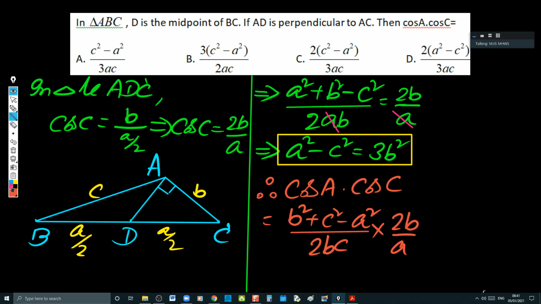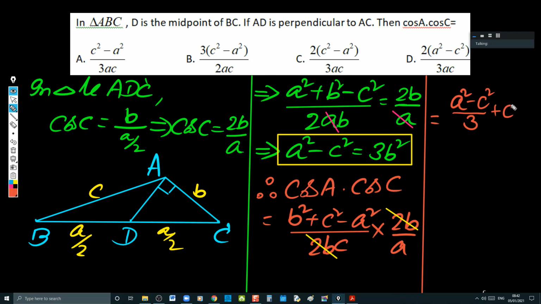Now, tell me, what is the term getting cancelled here? 2B getting cancelled. Correct? Now, in the options, if you observe carefully, there is no B term here. So let us remove B. Anyone, do help me out in writing B square there? B square is A square minus C square by 3. So A square minus C square divided by 3, plus C square minus A square, whole divided by AC.